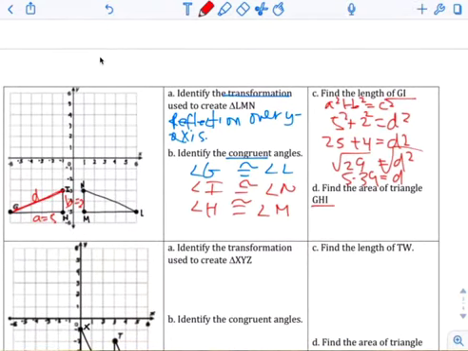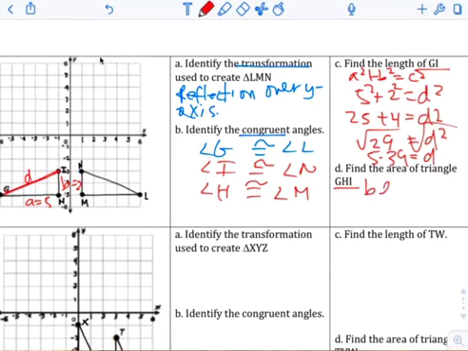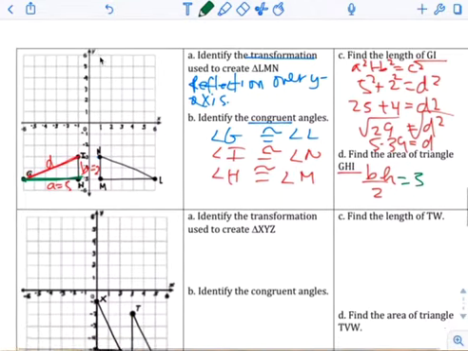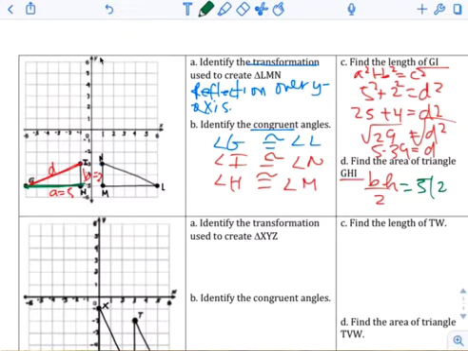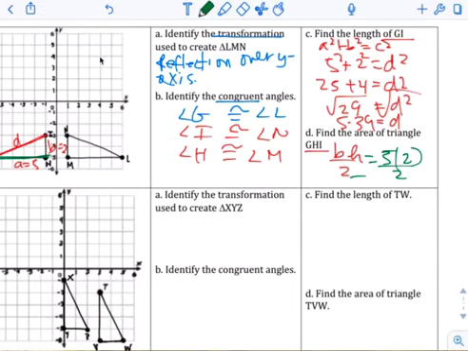Find the area of triangle GHI. Area of a triangle is length times width divided by 2, or base times height divided by 2. It doesn't matter. The base is this one right there. I'll use a different color than what's there. The base is this one, which is 5. Height, which is B, is 2. 5 times 2 divided by 2. Use your calculator. The area of the triangle is 5 units squared.